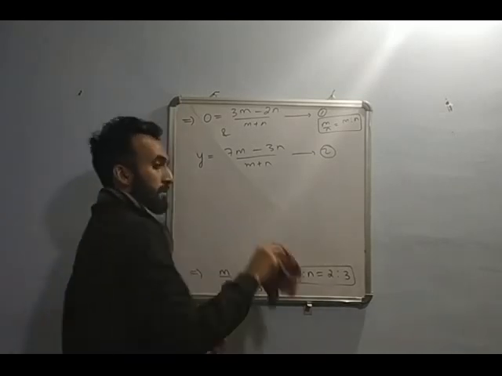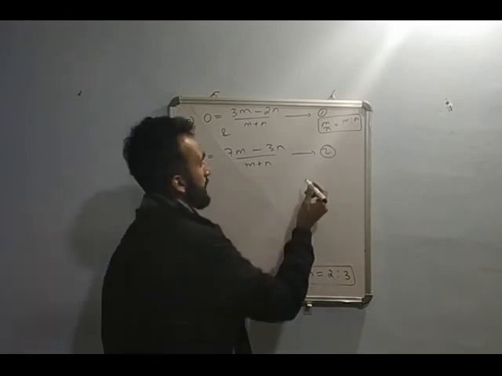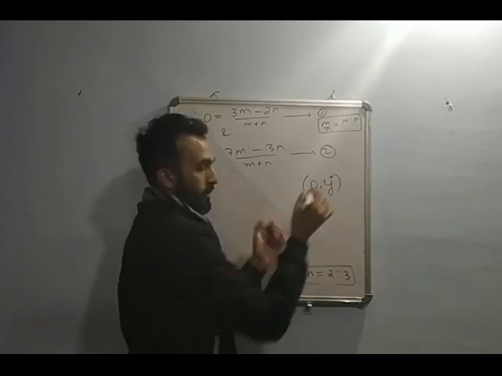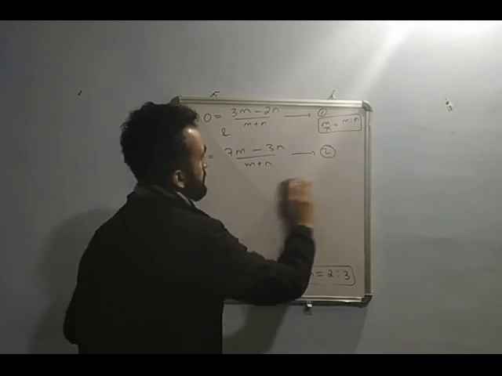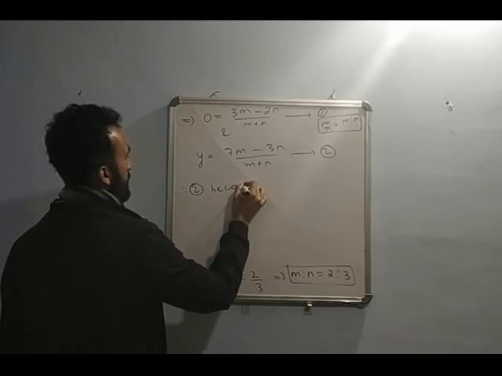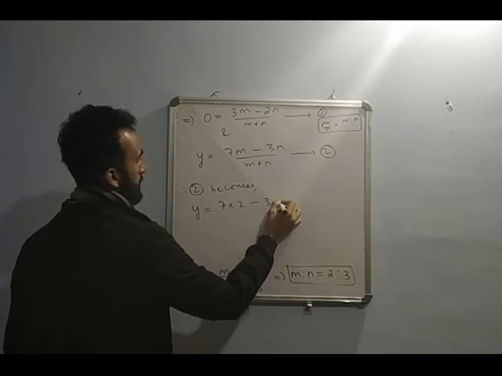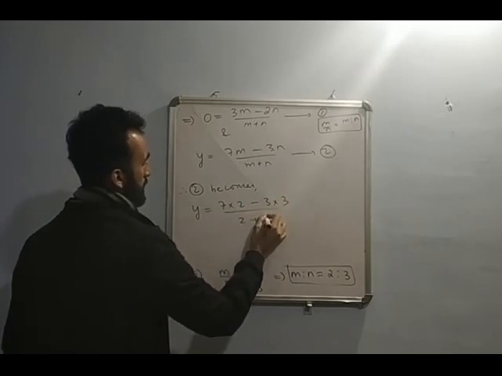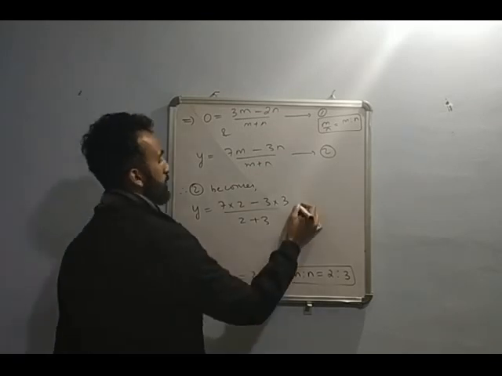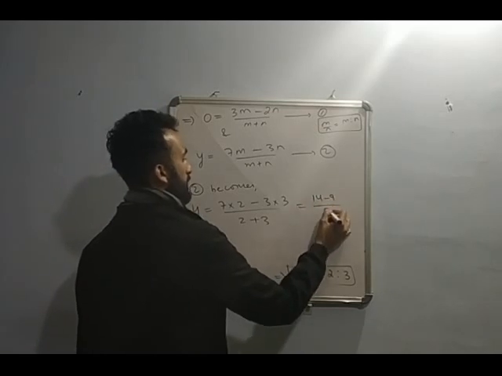They ask to find out the ratio, and they ask you to find out the coordinates. Coordinates means what? Our coordinate is the coordinate of the point of division, no? It is (0, y). So we need y. Therefore, equation 2 becomes, what does 2 become? y equals 7 into 2 minus 3 into 3 divided by 2 plus 3. Because the m value is 2 and the n value is 3. You can directly put 14 minus 9 divided by 5.